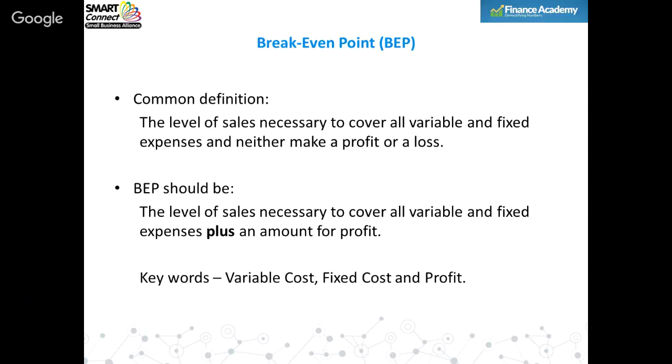Now, this particular definition that I just told you about break even point has got some keywords. The keywords are variable cost, fixed cost, and profit. Let us understand each and every keyword with an example.